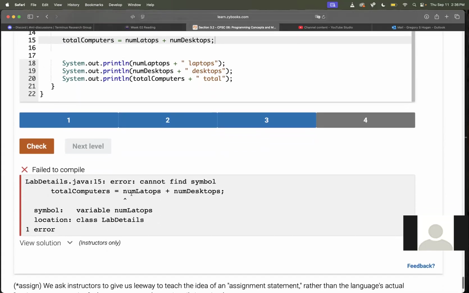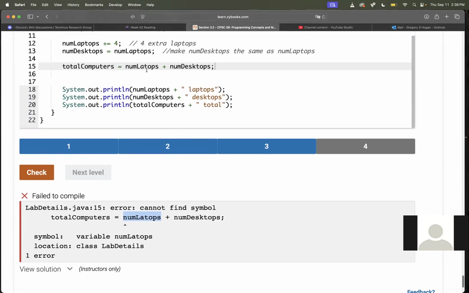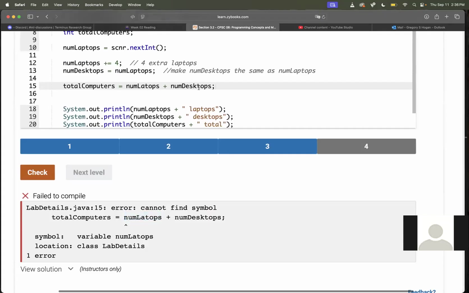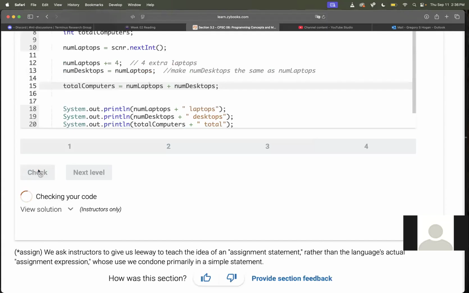Cannot find symbol. Total computers equals num laptops plus num desktops. But if I look at what it's complaining about, it thinks the error is right here. But looking around this area, I see that what happened was I did not spell laptops correctly, right? I wrote laptops. I'm missing a P. So I'll put that in, try it again.